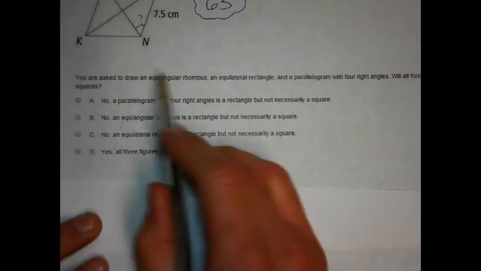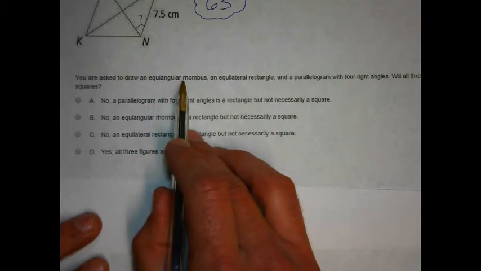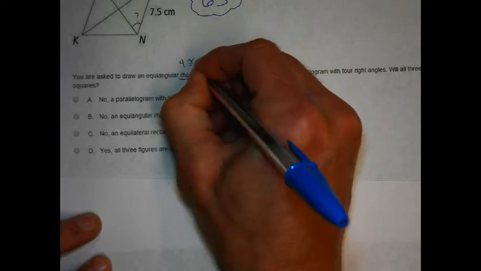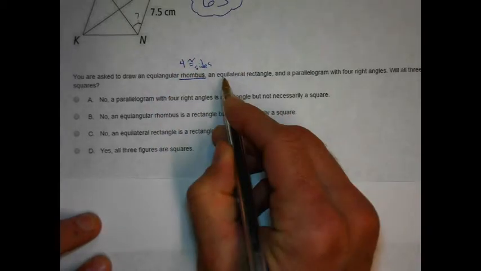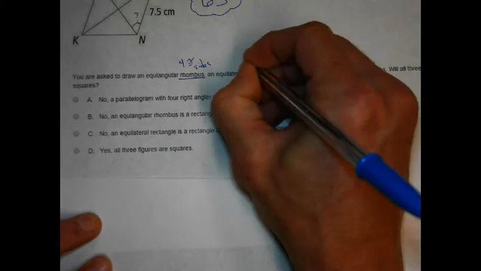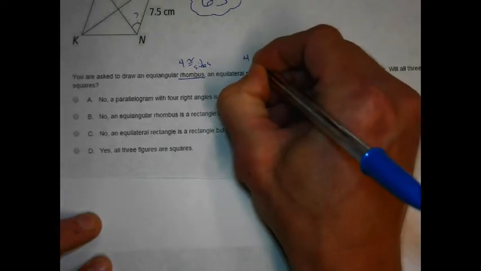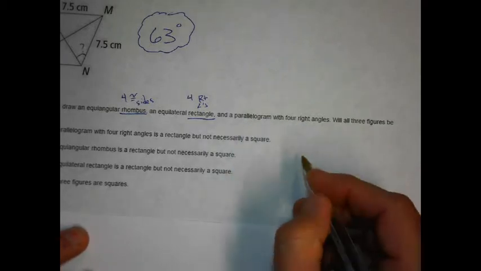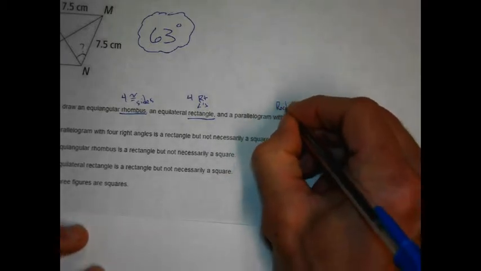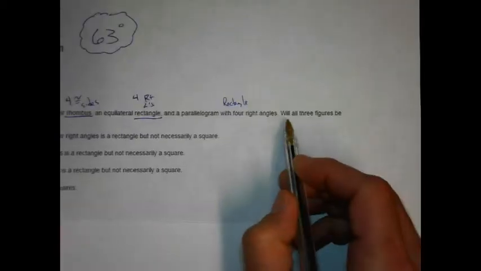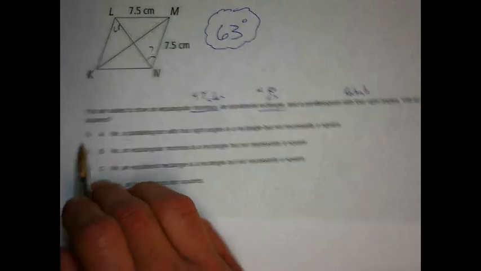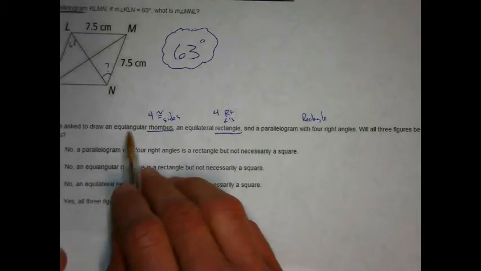All right, last question. This is a good thinker one. You were asked to draw an equiangular rhombus (rhombus for congruent sides), an equilateral rectangle (rectangle for right angles), and a parallelogram with 4 right angles. That's a rectangle. Will all 3 figures be squares? Well, that's interesting. Is an equiangular rhombus a square?